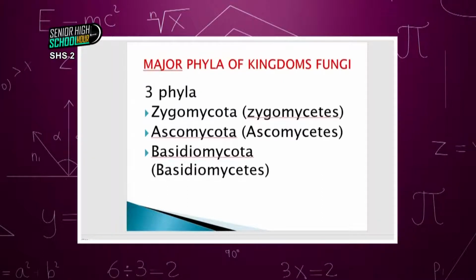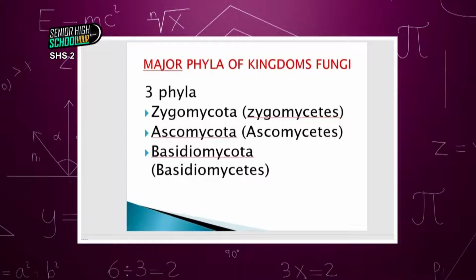If you read different books, you may come across more than these three on your slide. Per SHS, we said the main or the major phyla means that there are others. In some books, you come across 5 or 6. Others, you come across 4. But for our SHS, let's keep to this. There are 3 phyla of the kingdom fungi.